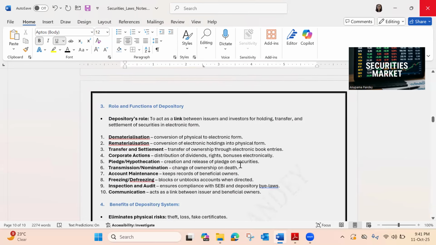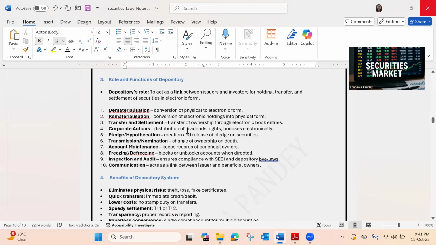Roles and functions of depository. So depository's role is that it acts like a link between issuer and the investor for holding, transfer and settlement of securities in electronic form. What all are the roles of depository? Dematerialization, conversion of physical shares into electronic form. Rematerialization, conversion of electronic shares into physical form, which is now of no practical use because we have been asked to dematerialize all of our shares, either a public company or a listed company or a private company. So dematerialization has been mandated by the regulators.